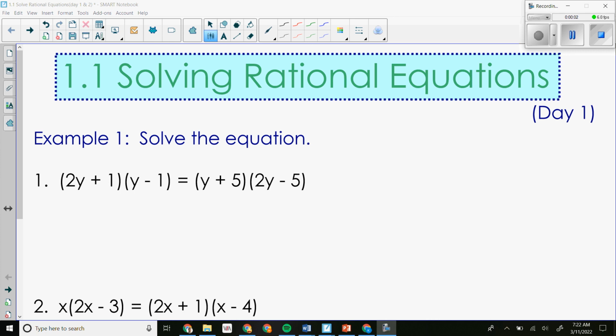All right, guys, here's your solving rational equations video notes. We've been doing solving rational expressions. So today we're going to take two rational expressions and set those equal to each other, and that is going to be an equation that I think we can solve, right?